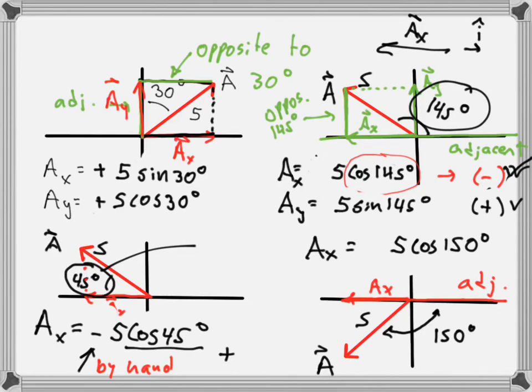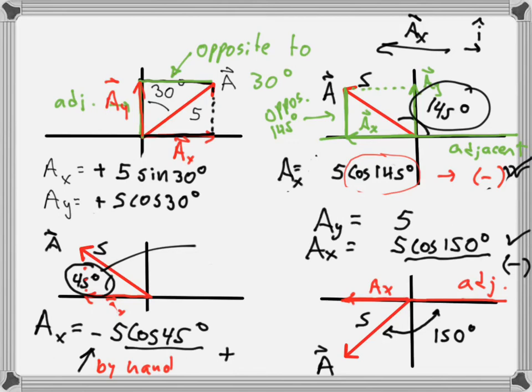And consider the sign. Should it be positive or should it be negative? The cosine of any angle bigger than 90 and less than 270 is negative, so cosine of 150 is going to be a negative number. Are we expecting the x component of A to be negative? Yes, so that is correct. We don't have to put an additional minus sign. 5 cosine of 150 will give you a negative final answer. That is correct.